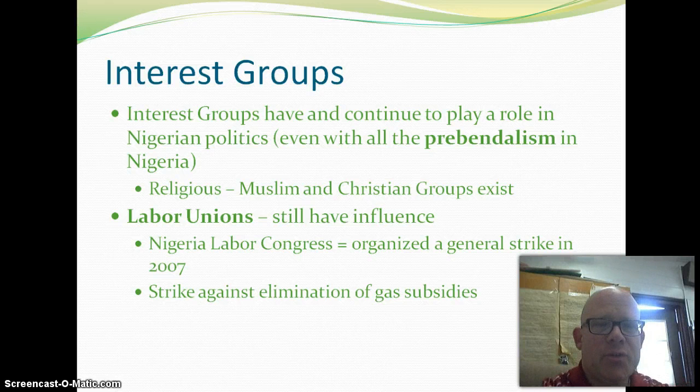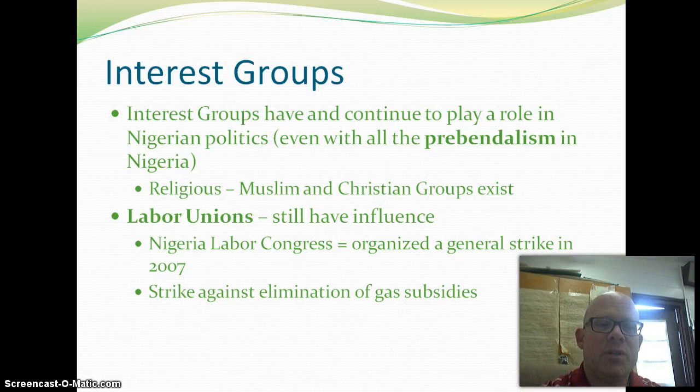Interest groups in Nigeria. Interest groups have and continue to play a role in Nigerian politics. Again, Nigeria does have a civil society. Most of this is a leftover from Britain's time in power prior to 1960. And again, interest groups do have some power, even with all the prebendalism, that very, very ingrained patron-client system that exists.